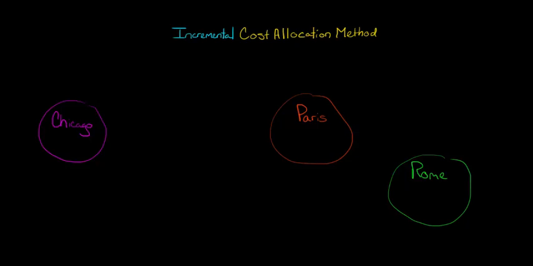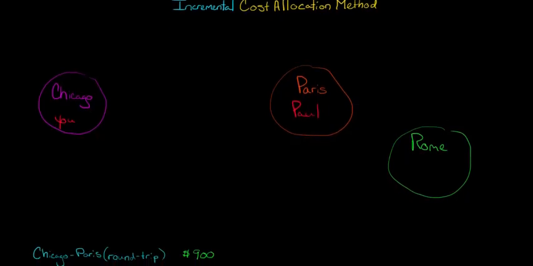In this video, we're going to talk about how to allocate a common cost to multiple users by using the incremental cost allocation method. So let's say that you live in Chicago and you have a friend, Paul, in Paris who invites you to come visit him. He's actually quite wealthy and says, look, I'll pay for you to come visit me. And you say, oh, wow, it's $900. He's willing to pay for that? Yeah, I'd love to go to Paris.